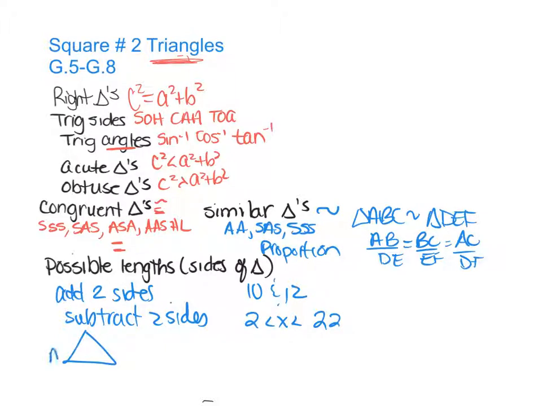Last but not least, if you are given a triangle and you have to list the sides in order from least to greatest, go ahead and look at the angles. Make a line across from the angle and know that the largest angle is across from the largest side. Large angles are across from large sides and small angles are across from small sides. So this is square 2.